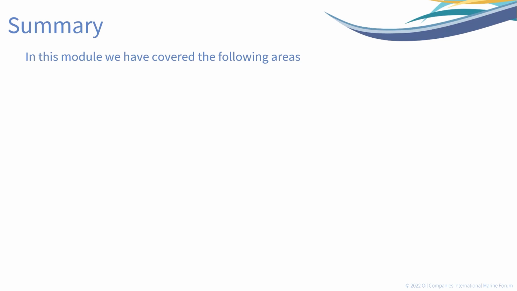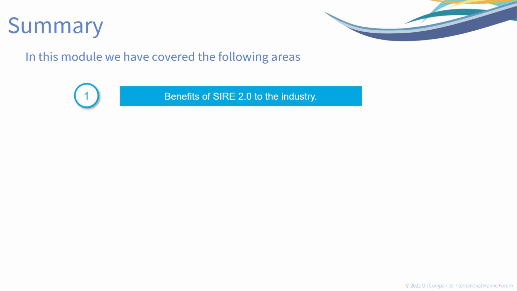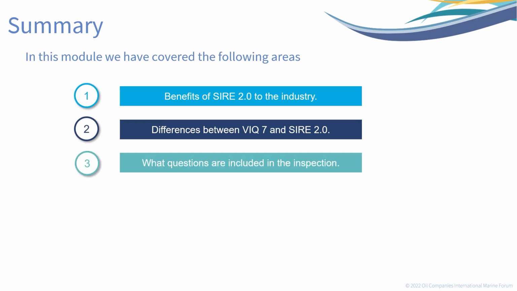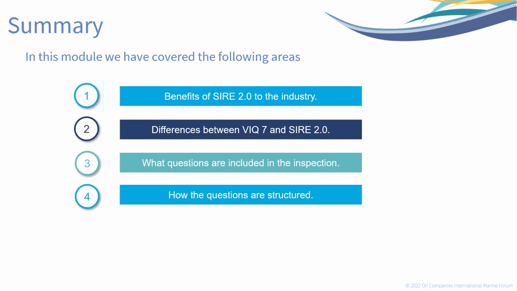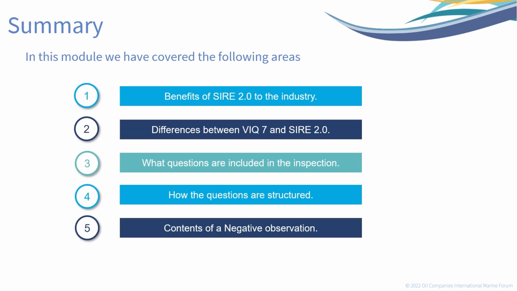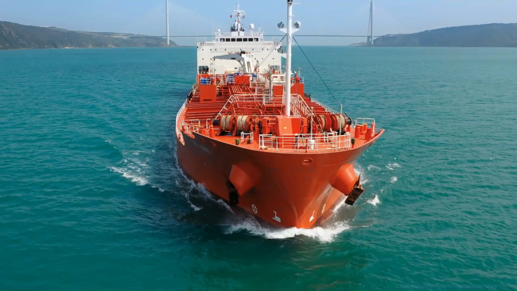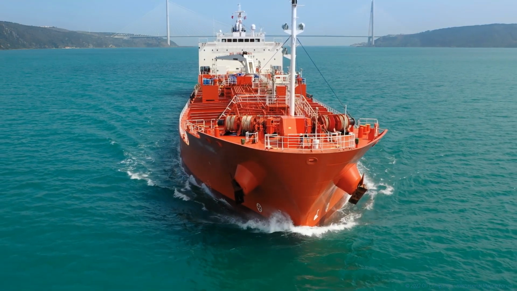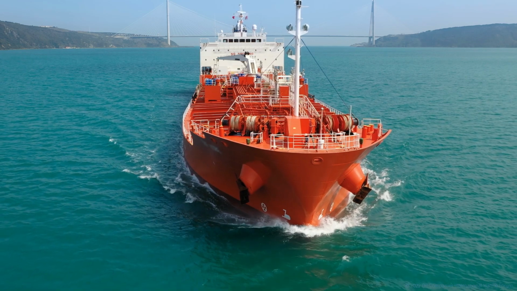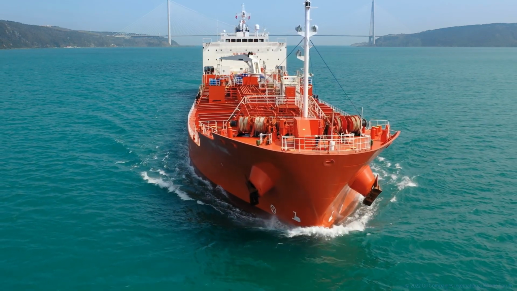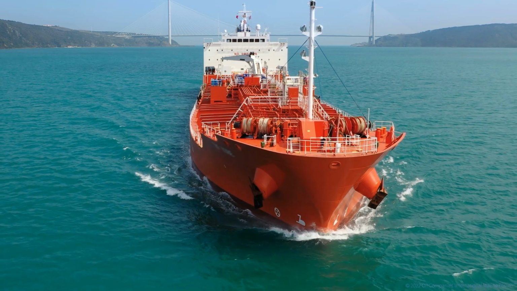In this module, we have looked at benefits of SIRE 2.0 to the industry, differences between VIQ7 and SIRE 2.0, what questions are included in the inspection, how the questions are structured, contents of a negative observation, operator-supplied content. This brings us to the end of this module, which has briefly introduced us to the components of the SIRE 2.0 inspection. Further modules are available that cover other aspects of the SIRE 2.0 program. Thank you for watching.